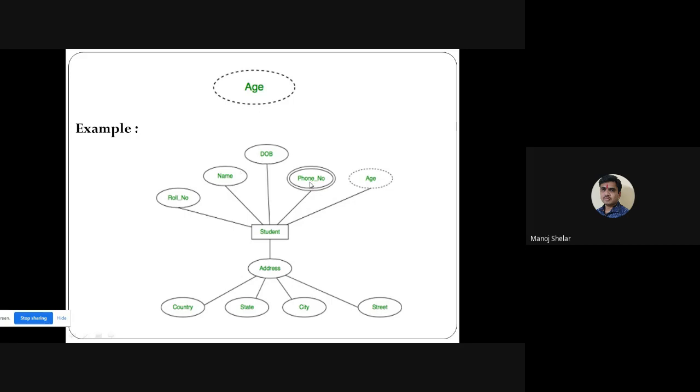But this attribute is a multi-value attribute. And here, age is a derived attribute, derived from this DOB. Derived from date of birth. So age is a derived attribute and it is a dotted oval or dotted ellipse. Okay. Then for the student, address is an attribute, and address is a composite attribute because it is divided into subparts: country, state, city, street. So address is a composite attribute. Okay.